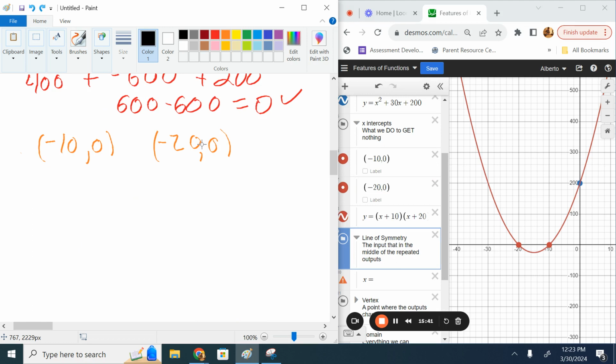So now that we have our x-intercepts, we can find our axis of symmetry by finding the middle of these repeated outputs. Okay, the repeated outputs in this case are 0 and 0. Okay, so one way to do that is to make a list and then work your way towards the middle. Okay, so I'm going to demonstrate that first, and then I'll demonstrate a shortcut.